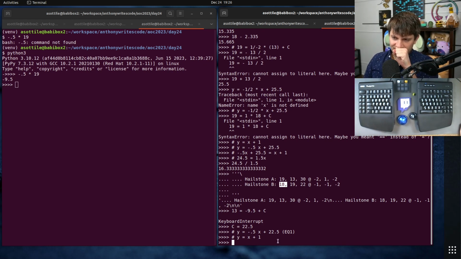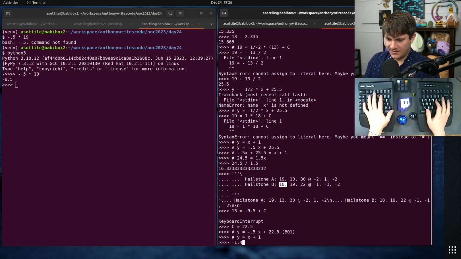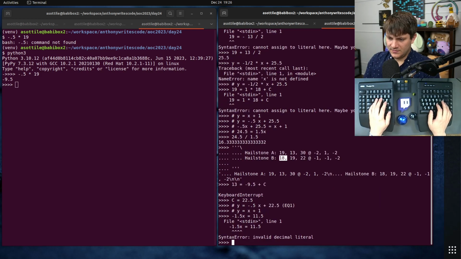There's like a neat way to do this with just subtracting these or adding them together. I think it's subtraction. So negative 1.5x is equal to 11.5? Is that right? So 11.5. No, that can't be right.